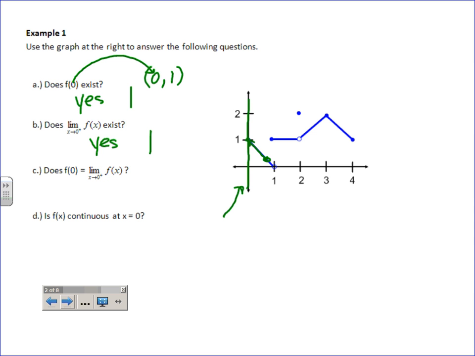So does f of 0 equal the limit as it approaches from the right? Yeah, because in this case, this answer is letter A, it's 1, and this is letter B, it is 1. So do they equal? Yes, they do.